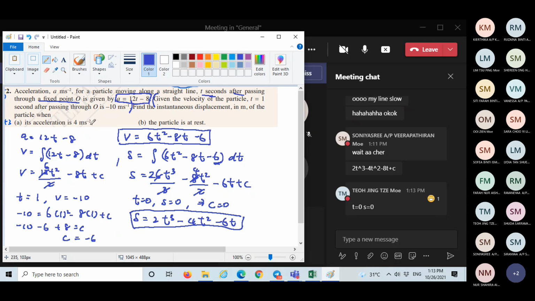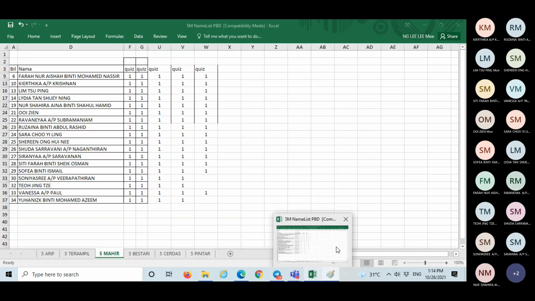Okay, acceleration is 4. So for part A, you got to start with A is 4. A is this. So 12t minus 8 equals to 4. Solve for the t. After that, use the t, put inside this formula for the s to get the s. This is for part A. Now we go to part B. The particle is at rest. Okay, we repeat many times already. But I still want to call the girls to answer me.